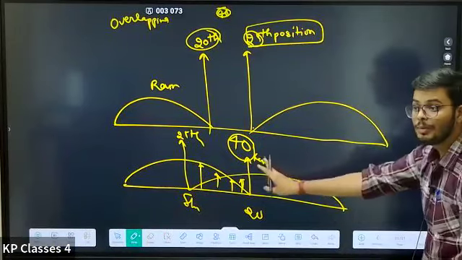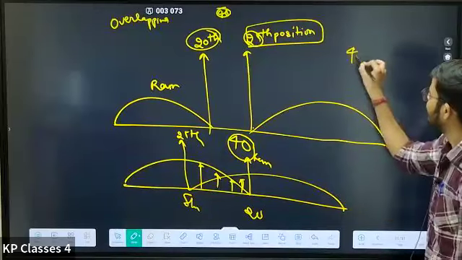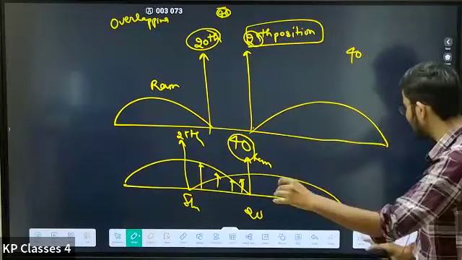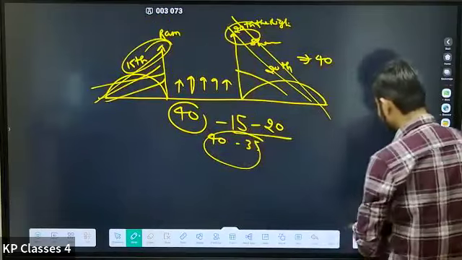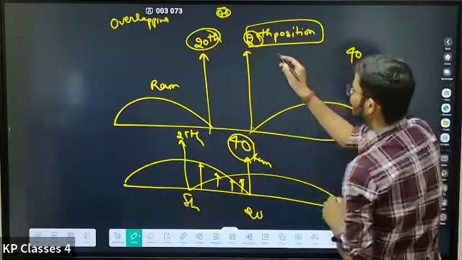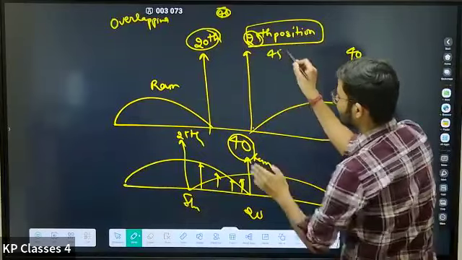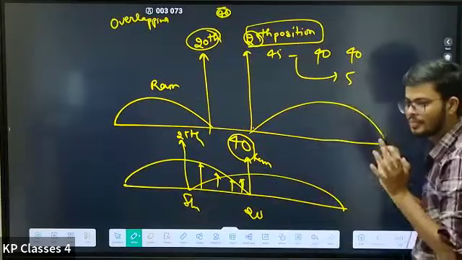In this case, total how many people are there? 40. In the previous question, what did we do? We subtracted the total number from this. Here also we'll do the same. Add this and this, what are we getting? 45. The total is 40. Subtract these two, we are getting 5. But 5 is not the answer.